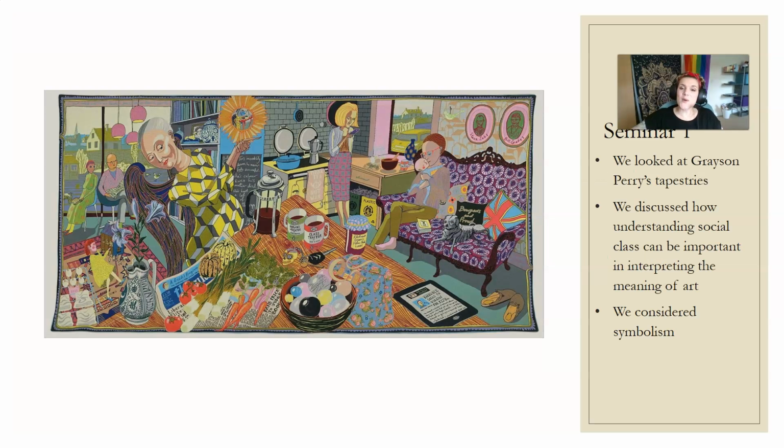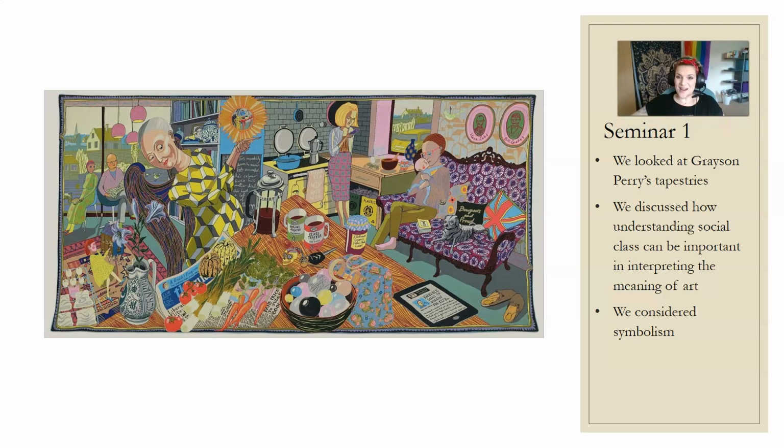I will now do a quick overview of our seminars and what we covered in those seminars, what we discussed, and the key skills that I'm hoping that you gained throughout the module. So in the first seminar, we looked at Grayson Perry's tapestries. We discussed how understanding social class can be important in interpreting the meaning of art. If you remember, we looked quite deeply into the history of Grayson Perry, into his childhood, his influences, and his reasoning behind creating these tapestries. And this helped us to inform our understanding and psychological interpretation of his image.